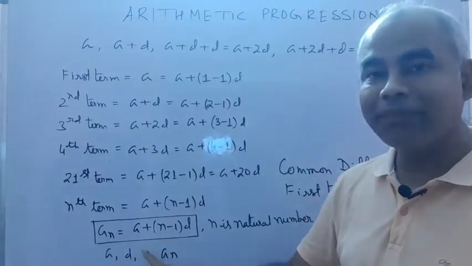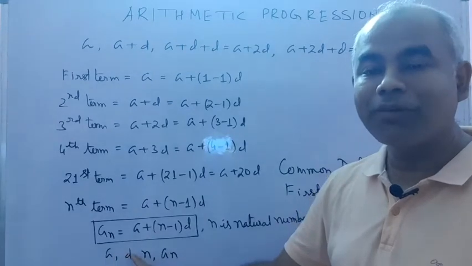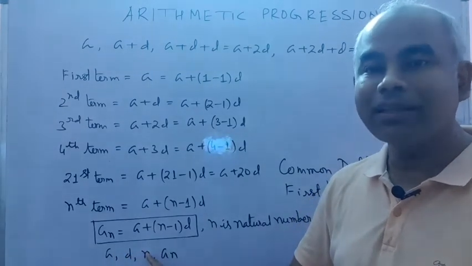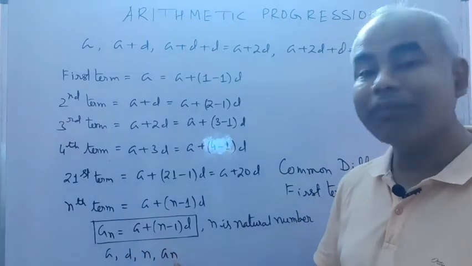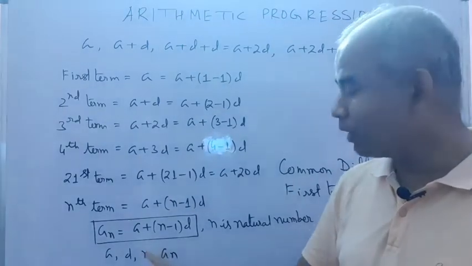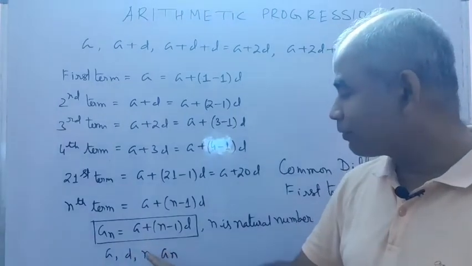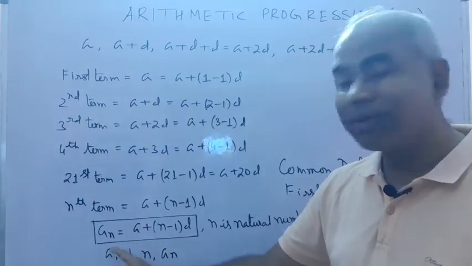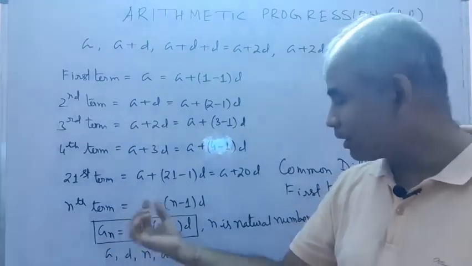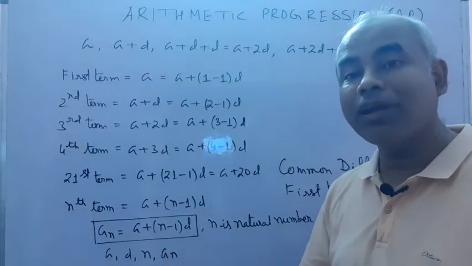Now suppose a is given, d is given, n is given. That means you know the first term, the common difference, and the position, so you can find the term in that position, an. Say the 12th term of an AP where the first term and common difference are given. So 12th term means n is 12. Then an is that particular 12th term.